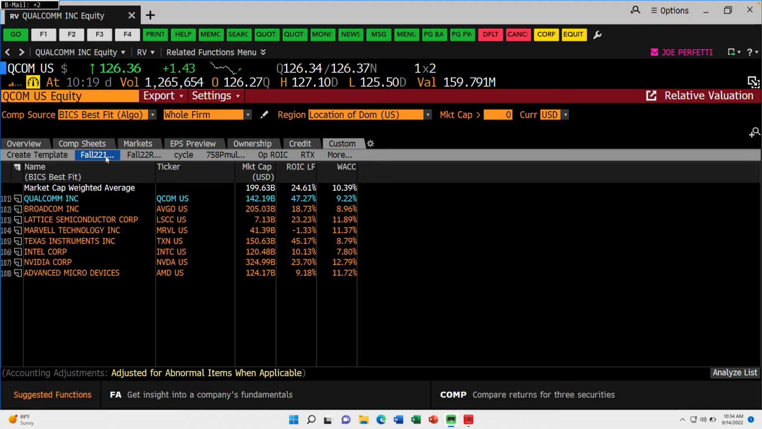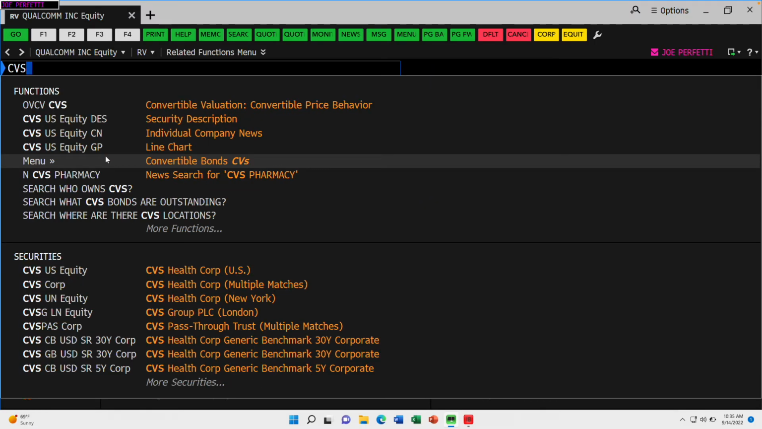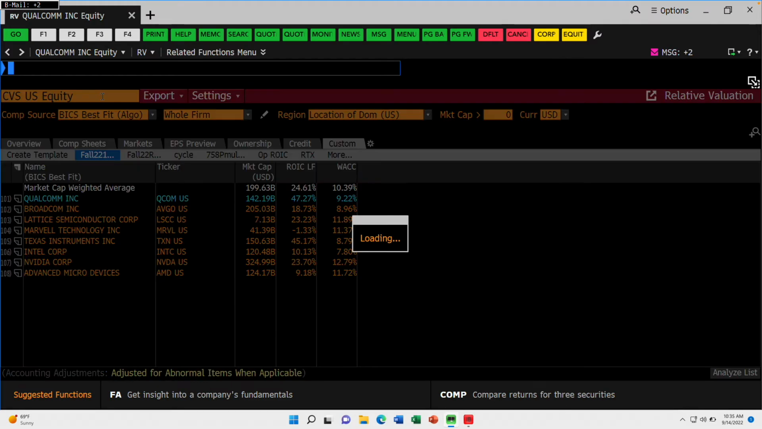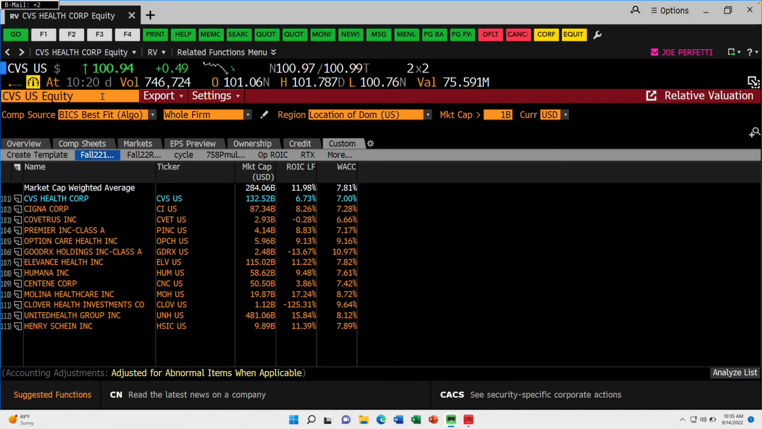All right, real quick, a couple years ago, we did an assignment in this class on a company called CVS. Very familiar with CVS? You probably shop there a lot. Okay. So here's the point. This is CVS's whole firm spread and their competitors. The industry is making an average of 11.9% ROIC against a 7.81% WACC. CVS has a 6.7% ROIC against a 7% WACC. All right, that's CVS. However, this is whole firm.